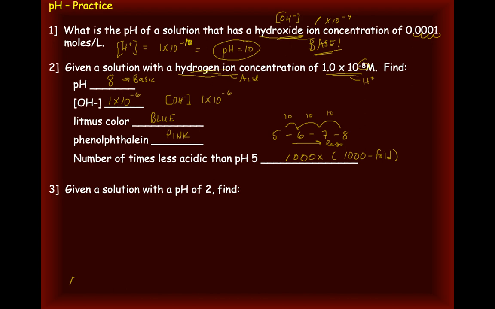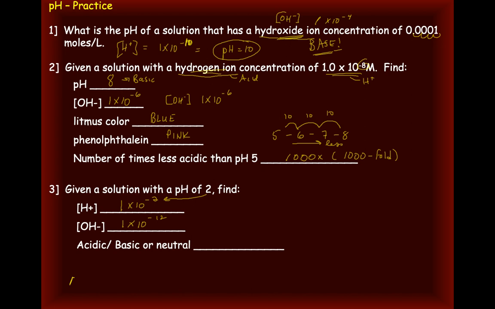Okay, so given a pH of 2, we know that's the acid already. So the H plus concentration would be 1 times 10 to the minus 2, because that is the exponent of the acid. OH minus would be whatever makes it complementary to 14, so that would be 10 to the minus 12. Acid, basic, or neutral? Because you have a pH of 2 and it's less than 7, you have an acidic solution. Litmus color would be pink in an acid, or red. You could say red. Phenolphthalein would be colorless.